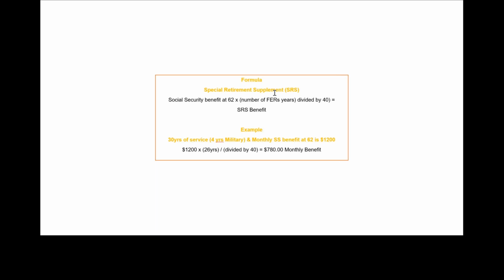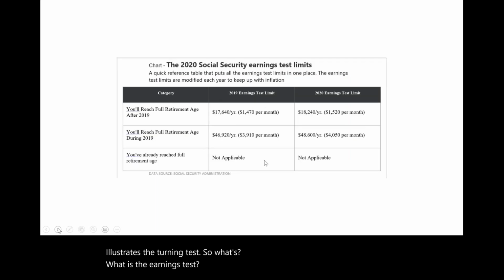Okay, so then the next slide illustrates the earnings test. So what is the earnings test? Well, the earnings test is something that the government has come up with and says that since you're getting the supplement, if you decide that you want to go back to work, you can only make $18,240 a year for 2020. If you make any more than that, you will be penalized. So this chart here kind of gives you an illustration of it.